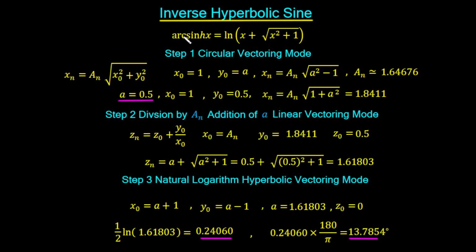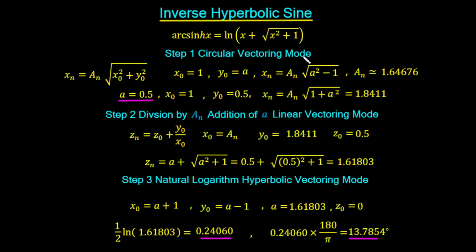Now this identity is very similar to the identity for the cosine. The only difference is that we've got a +1 here rather than a -1. So we note that the identity is arc sin x is equal to the natural log of x plus the square root of x squared plus 1. So in order to generate this x squared plus 1, step 1 is a circular vectoring mode.